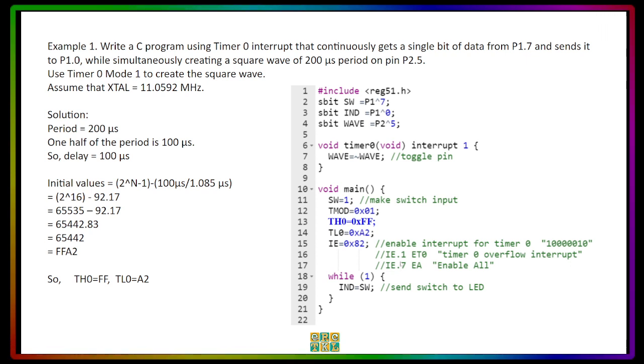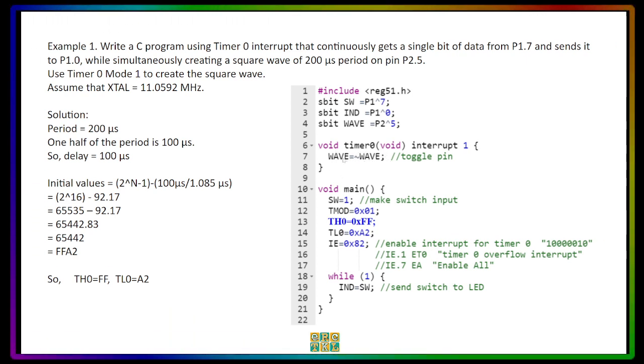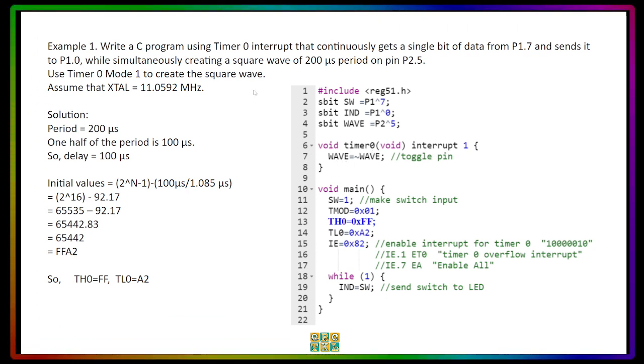And at the same time, you will see here that we are producing a square wave by making the value of P25 to be 0, and then 1, and then 0, and 1. And that's the way to create the square wave.